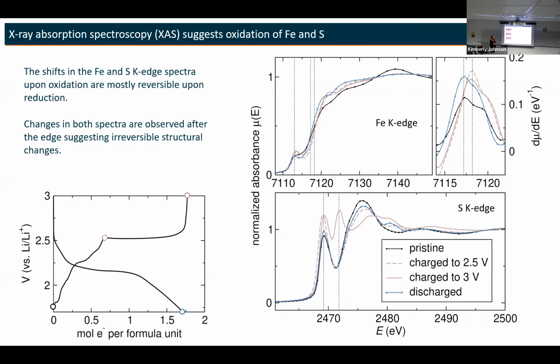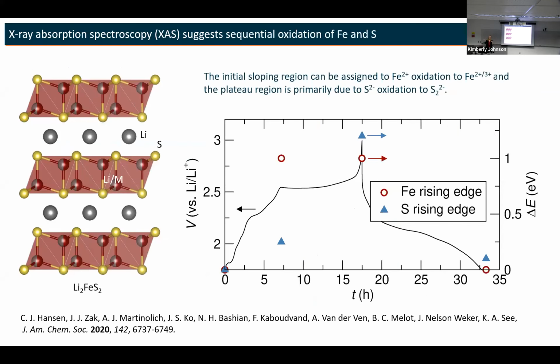So if we were to sort of simplify this, we can plot the positions of those edge features as a function of the electrochemistry. So this will become useful later. So I'm just going to normalize or shift everything to 0. So if I look at this sloping region, first I get a huge shift in the iron edge, which is shown by these open circles. The sulfur edge shifts a little bit because it's not a perfectly ionic material, so that makes sense. But then in this plateau region, we get no shift in iron and a huge shift in sulfur. So it's basically this sort of sequential oxidation mechanism. And then they both shift back to their original positions.